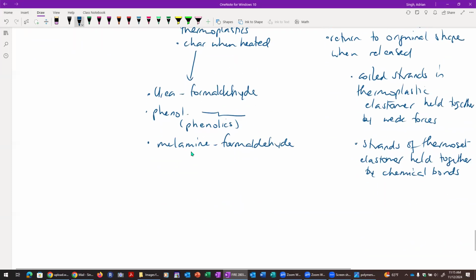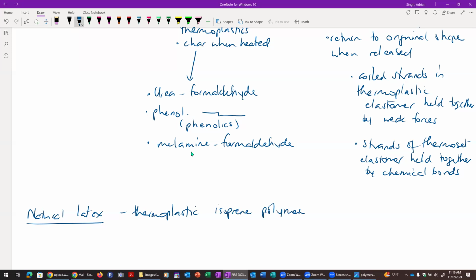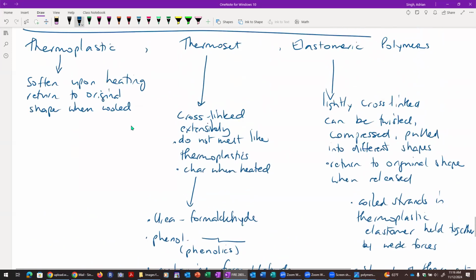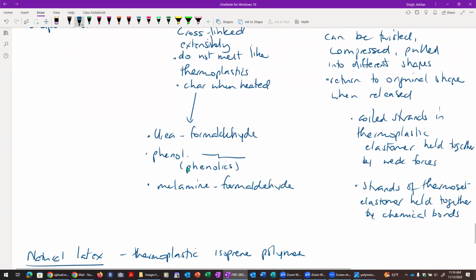You take a look at something like natural latex, for example, which is the basis for things like rubber. Natural latex itself, from the rubber tree, for instance, that's a thermoplastic polymer. It's an isoprene polymer. And again, thermoplastic means that it softens upon heating, returns to the original shape when cooled. And obviously, it's used in a whole host of different applications.